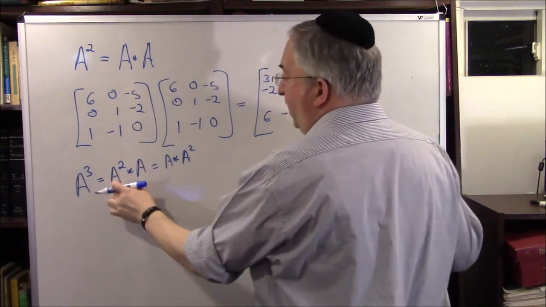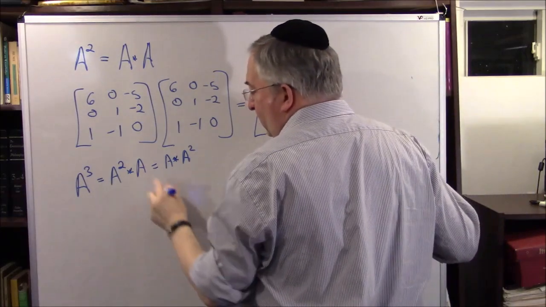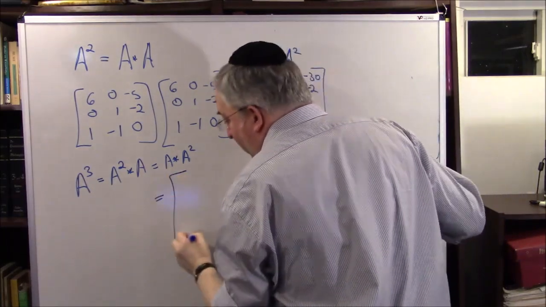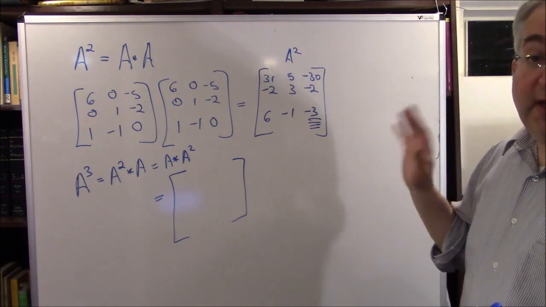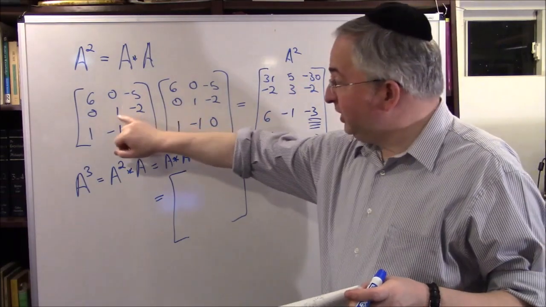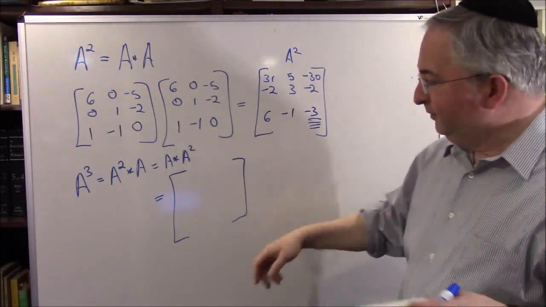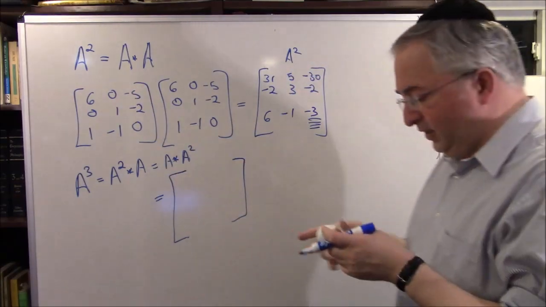You know what a squared is. Right here is a squared. Multiply that by a, and I'll tell you what the answer is. But again, you're going to have to do it by yourself. So multiply this times this. That's a squared times a, and you can get out a to the third.